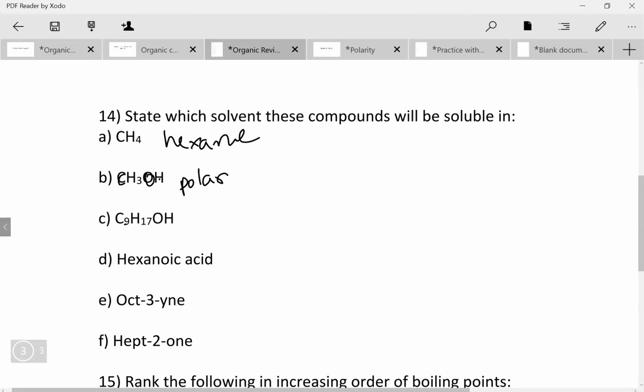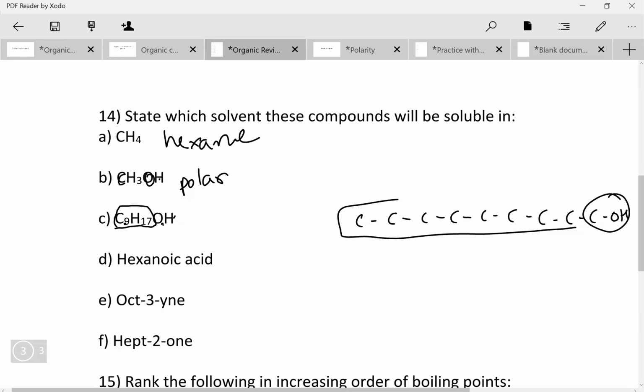C9H17OH, this does have a CO bond, so there's an alcohol, so it has a CO bond and an OH bond. However, there are 9 carbons with all these hydrogens. That's basically going to make it look like C, 6, 7, 8, 9, OH. So this little part here is polar, but all of this is nonpolar, so the majority of the compound is nonpolar, therefore it will be soluble in hexane.